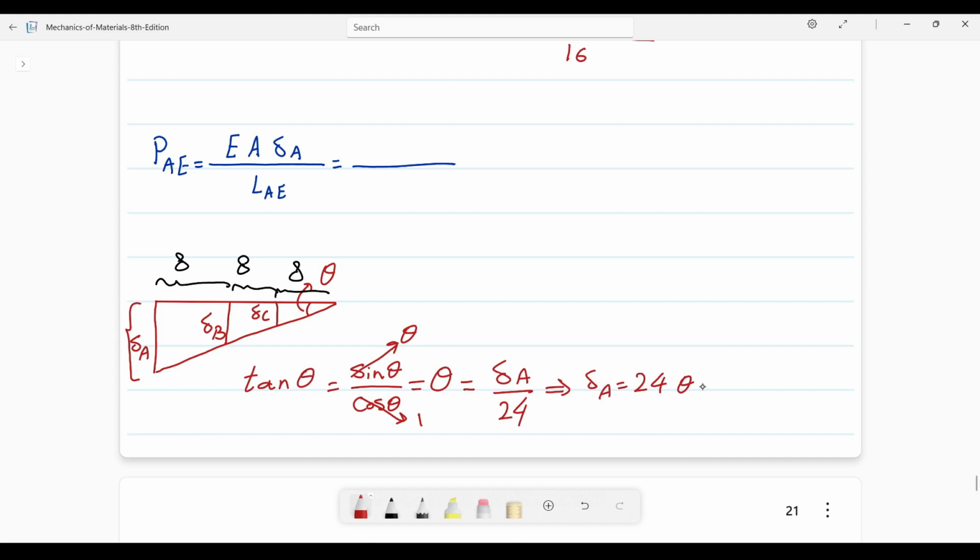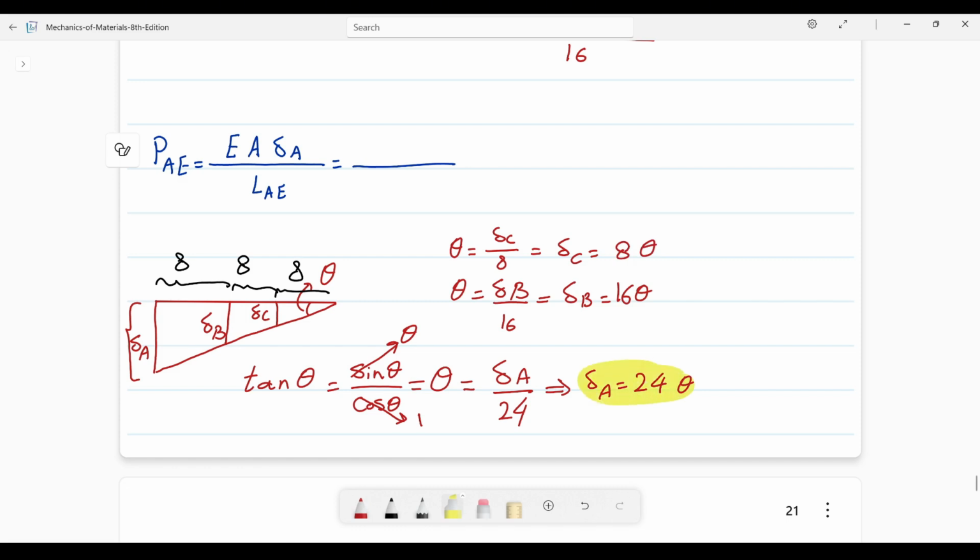And also for deflection of B and C we have theta equal to deflection of B divided by 16. It means deflection of B equals 16 theta, and for deflection of C we have deflection C divided by 8. It means deflection C equals 8 theta.